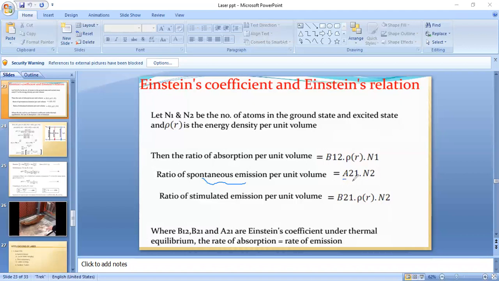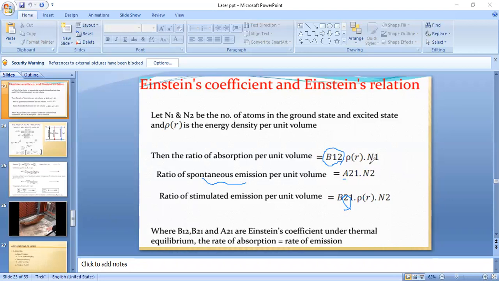So in that case, A21 represents spontaneous emission. This is the coefficient of spontaneous emission. Similarly, A12 represents spontaneous absorption. The same way, B12 represents stimulated absorption, and B21 represents stimulated emission process.